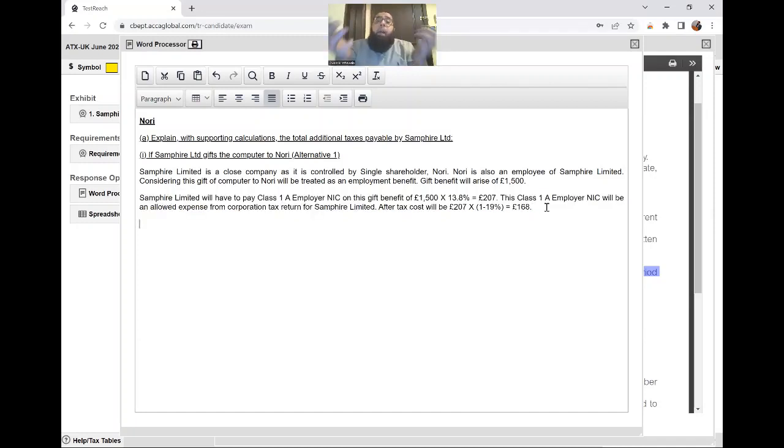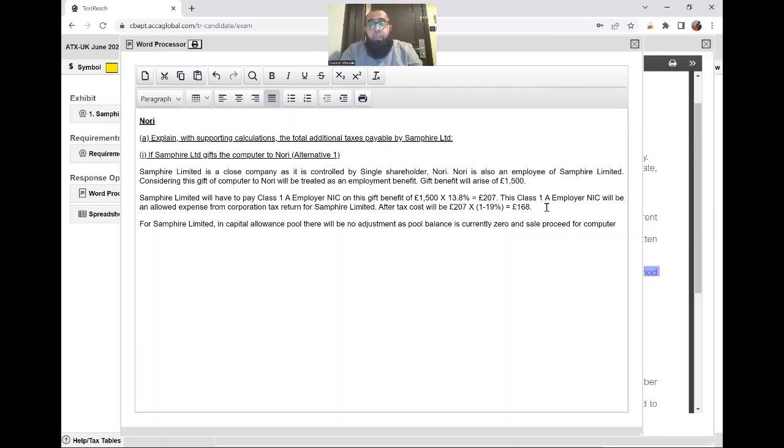Now let's think more about Samphire Limited. For Samphire Limited, in the capital allowance pool, there will be no adjustment, as the pool balance is currently zero, and the sale proceeds of the computer for the purpose of capital allowance is also zero.